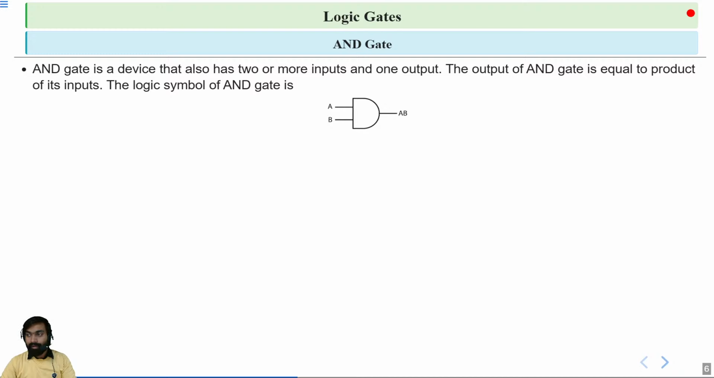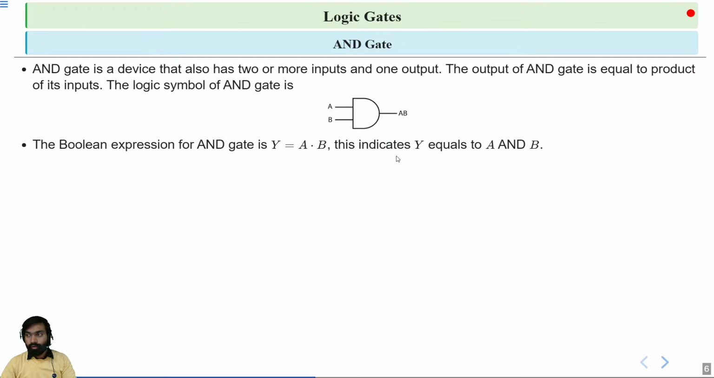The AND gate symbol looks like a flat-ended semicircle. Look at here, with inputs on the left and output on the right. The output Y of an AND gate is represented by the Boolean expression Y equal to A dot B, and this indicates Y equals A and B. Here the dot represents the logical AND operation. This means Y is true only when both A and B are true.